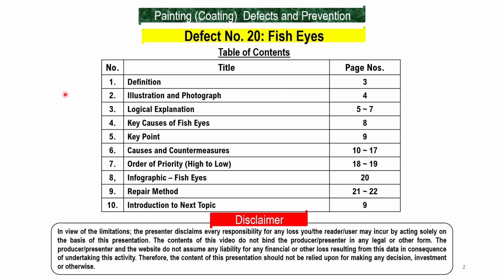The discussion would include definition, illustration and photograph, logical explanation, key causes of fish eyes, key points, causes and countermeasures, order of priority from high to low, infographics, fish eyes repair method, and finally, introduction to the next topic.